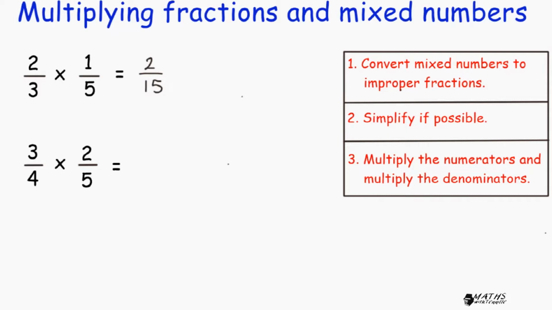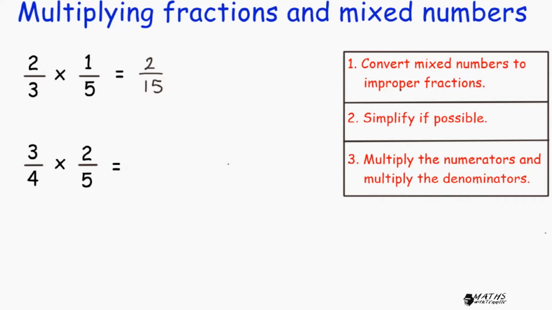I need to check and see if this fraction can be simplified. If there's any number apart from 1 that can go into both 2 and 15, then it can be simplified. Since there is not, this is the final answer, 2/15. Now let's look at the second question.